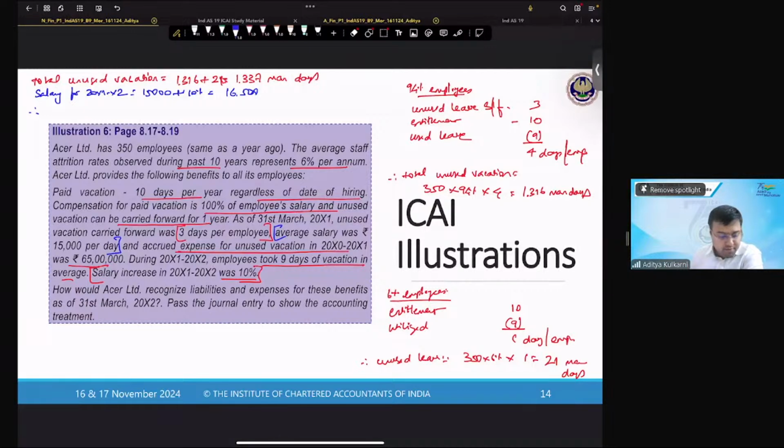Therefore, accrual of leave encashment is equal to 1,337 into 16,500. So that comes to 22,060,500, sir. 22,060,500. Okay. So 2 crore 20 lakhs 60,500. Did you understand?